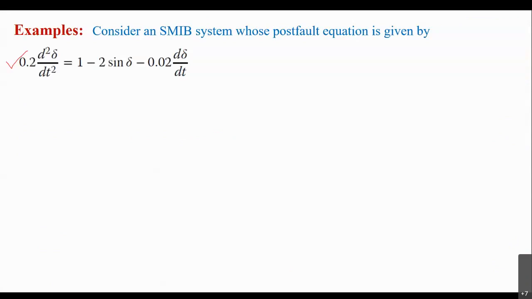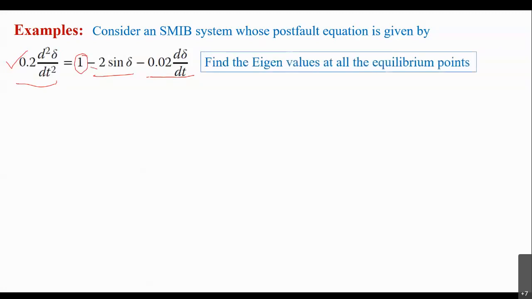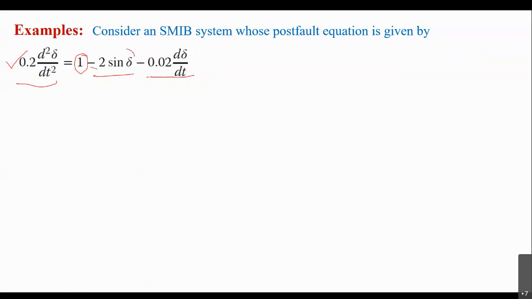0.2 d²δ/dt² equals 1 minus 2 sin δ minus 0.02 dδ/dt. So what does this represent? This is your left hand side, obviously m d²δ/dt², and this is nothing but Pm, right? 1 is Pm, and 2 sin δ is Pmax sin δ. So Pmax is 2 here, and this term is your damping term or damping torque, right? This is your change in speed, a relative speed, and this is your damping factor 0.02.